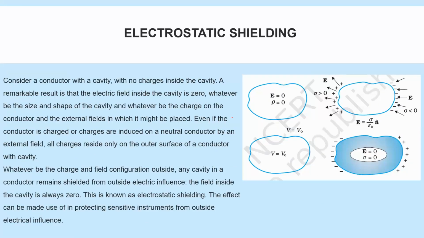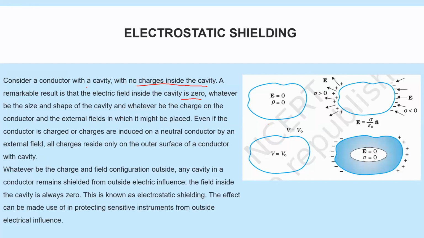Now we come to something called electrostatic shielding. For that we are going to consider a conductor with a cavity, and this cavity has no charge inside, no charges inside the cavity. When we try to find the electric field inside the cavity, the result is that it is actually zero, no matter what the size and shape of the cavity is.